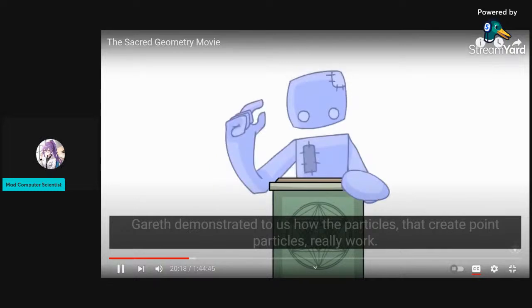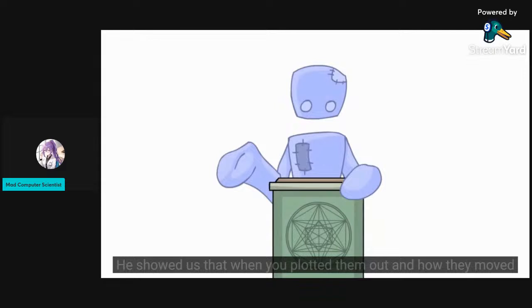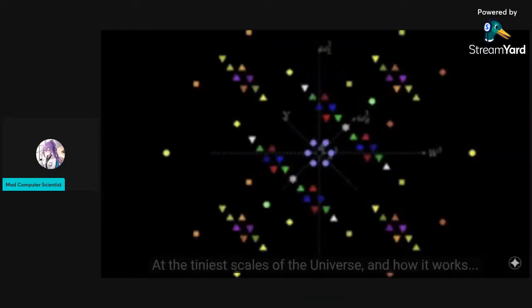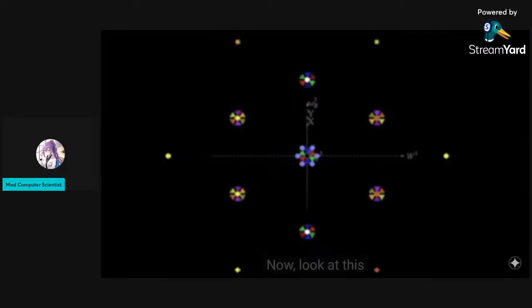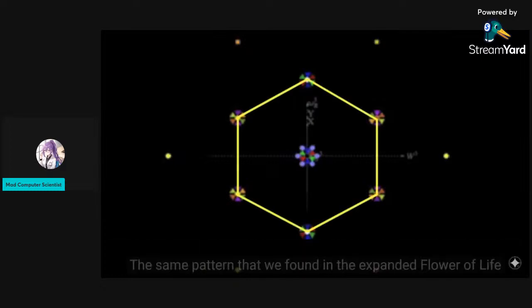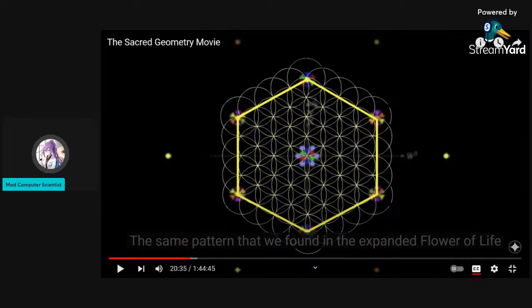Demonstrates to us how the particles that create point particles really work. He shows that when you plot them out in how they move, this is what they look like. The tiniest scales of the universe and how it works is very beautiful. Now, look at this. This is one of the ways that these charges branch off from each other. As you can see, it flows in a hexagonal pattern, the same pattern that we found in the expanded flower of life.